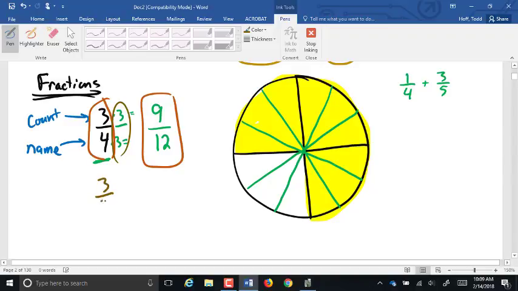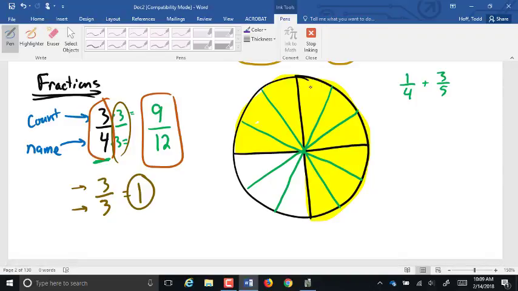We multiplied by 3 over 3. The bottom 3 is telling us it takes 3 pieces to make a whole object. The top 3 is telling us we have 3 pieces. In other words, we have one whole object. When we multiply something by 1, what does it do to its value? Nothing. It doesn't change it, right? It stays the same value. So that concept of multiplying by 1 is called a unity fraction.